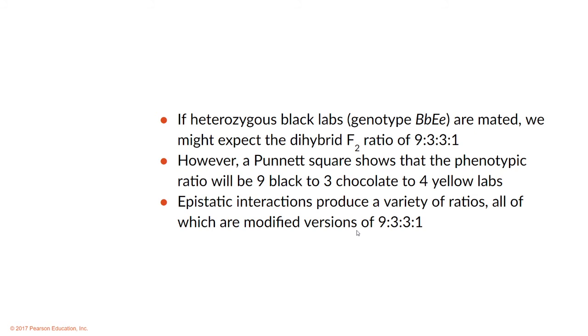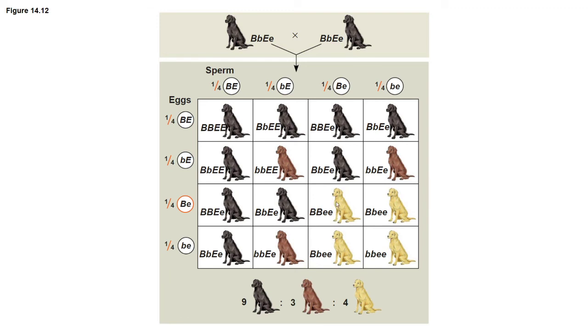So for this thought experiment, we have a heterozygote black lab being mated with another heterozygote black lab. Both of these are big B little b and big E little e. So both are heterozygotes, and we would expect a ratio of 9:3:3:1, but what we see is 9:3:4, and that is because we have this double recessive hiding what would normally be black labs here.